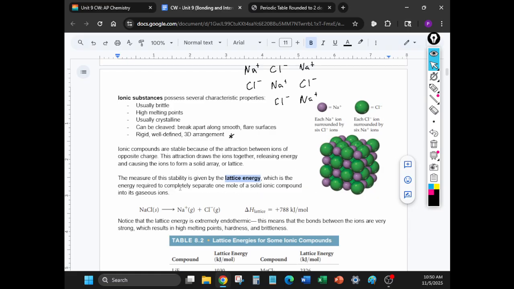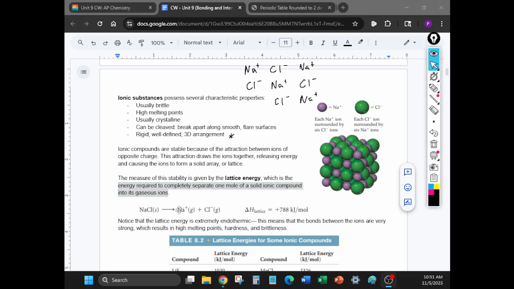And lattice energy, the definition is the amount of energy it takes to turn 1 mole of the ionic compound, a solid ionic compound, into a gas. So lattice energy is the energy required to turn 1 mole of the solid ionic compound to gas ions. And this energy is very high because of the attraction between the positive and negative ions.